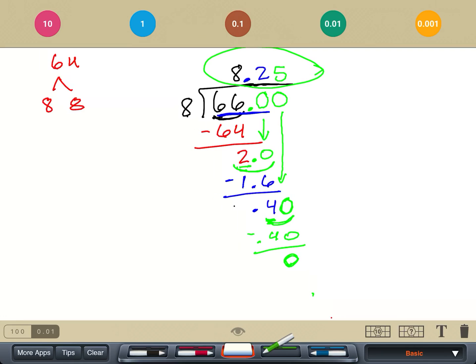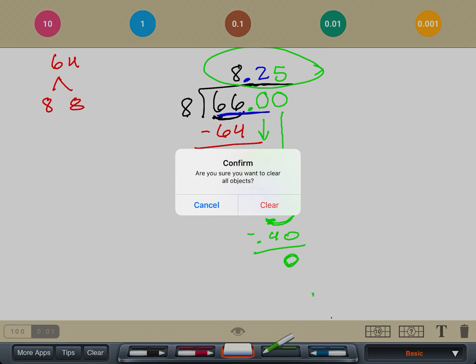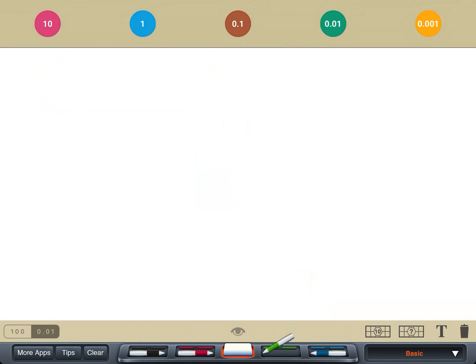66 divided by 8 is 8 and 25 hundredths. Now it is time for you to pause and try it. So I want you to pause.